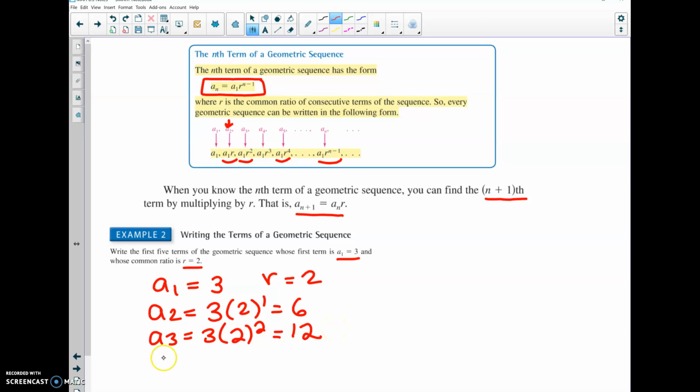All right, your first 5 terms, so do the next 2 for me. All right, so they are 24 and 48. So 3, 6, 12, 24, and 48 would be your first 5 terms of your geometric sequence.